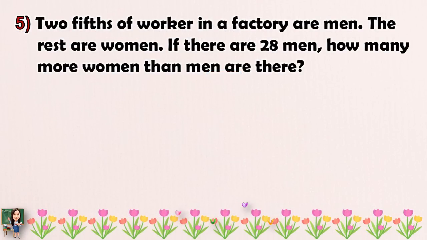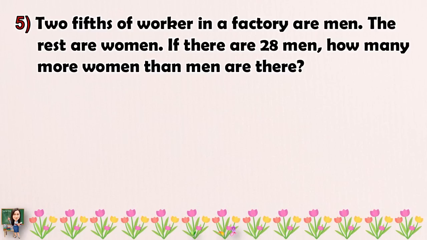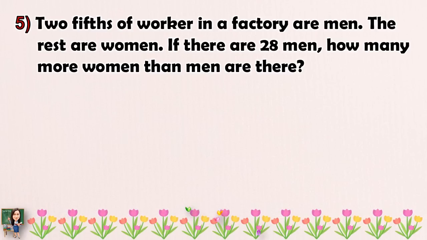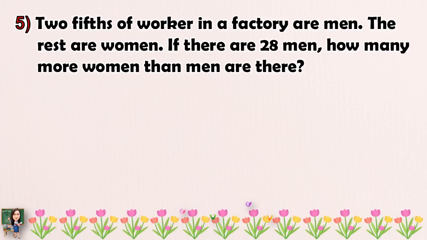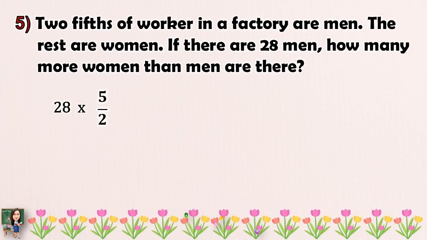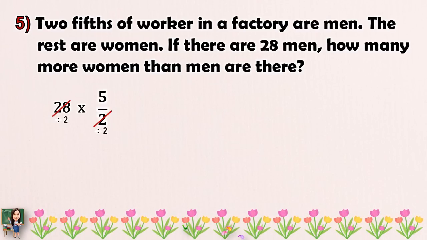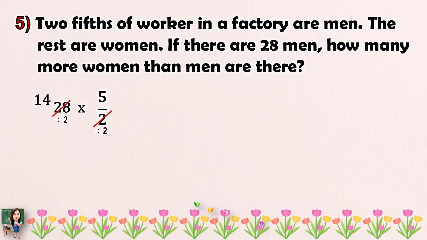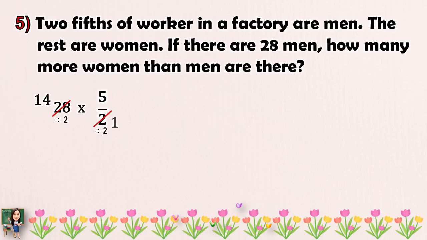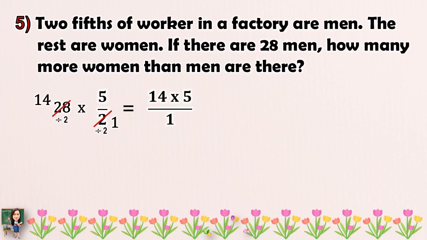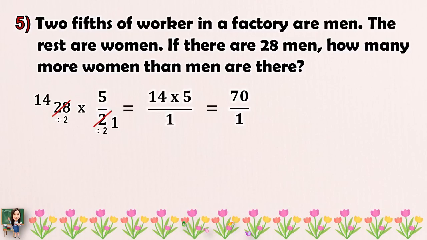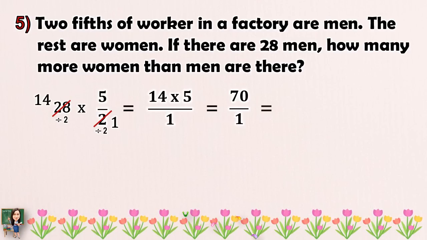Number 5. 2/5 of workers in a factory are men. The rest are women. If there are 28 men, how many more women than men are there? To know how many more women than men are there, multiply 28 men times 5 over 2. Use the cancellation method. Cancel 28 and 2, then find the GCF. The GCF is 2. 28 divided by 2 equals 14, then 2 divided by 2 equals 1. Now multiply. 14 times 5 equals 70 over 1. 70 divided by 1 equals 70.